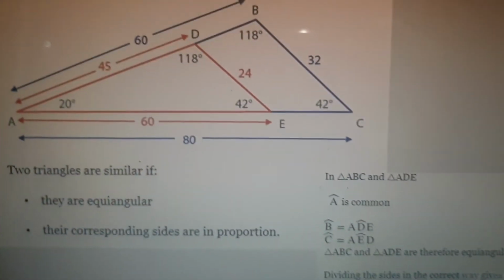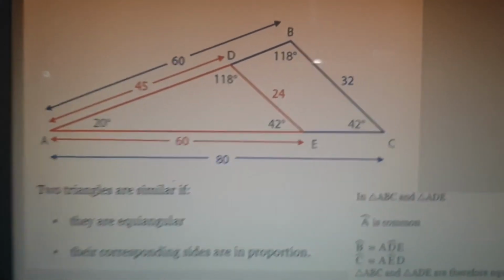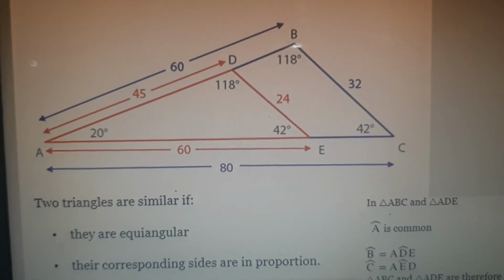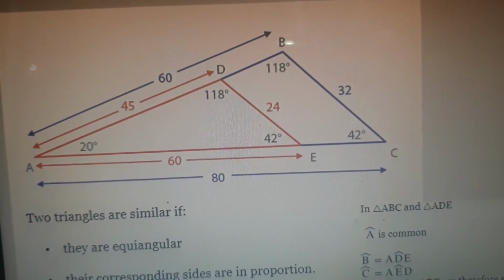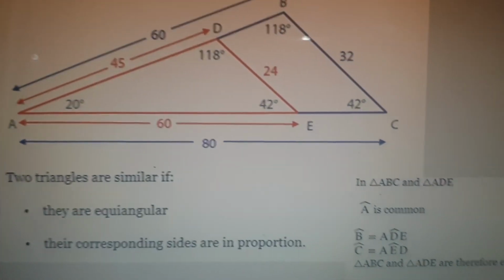Now let's look at our second reason. Corresponding sides are in proportion. Okay, so now that we understand it from the picture, what does it mean when we look at triangles? That means if we take the sides of the 2 and we divide them, it's going to give us the same fraction as an answer. Okay, what exactly am I saying?